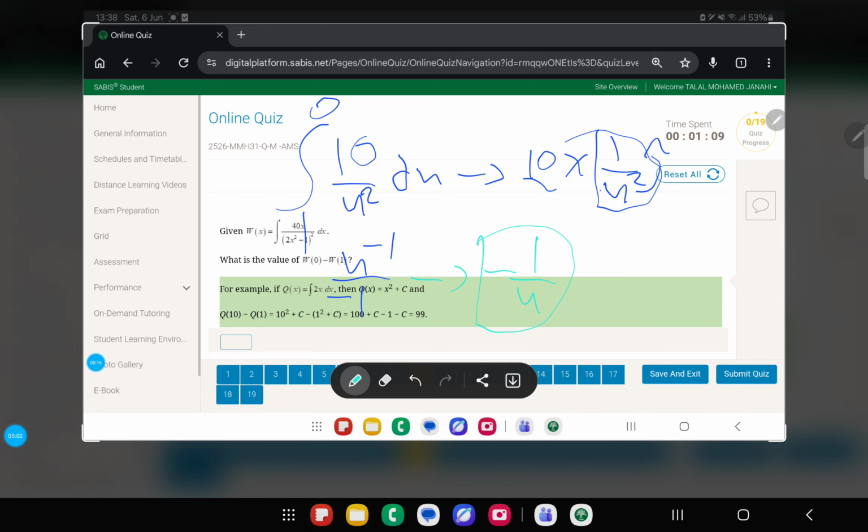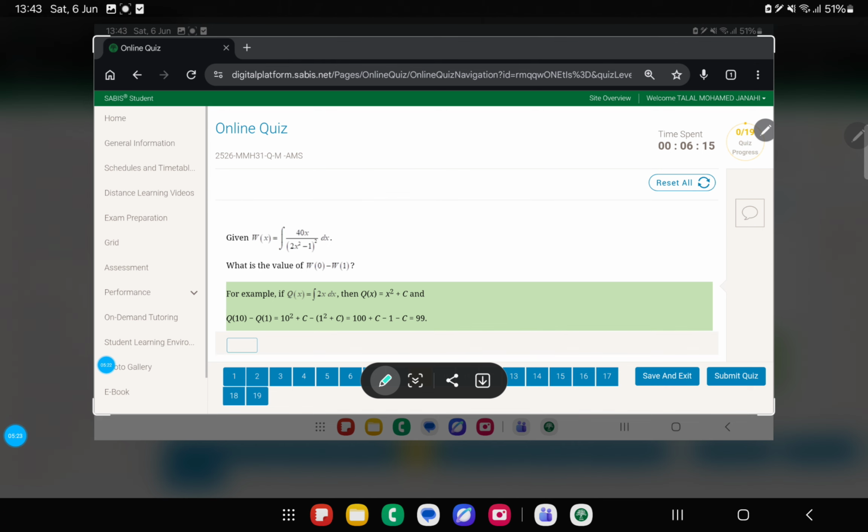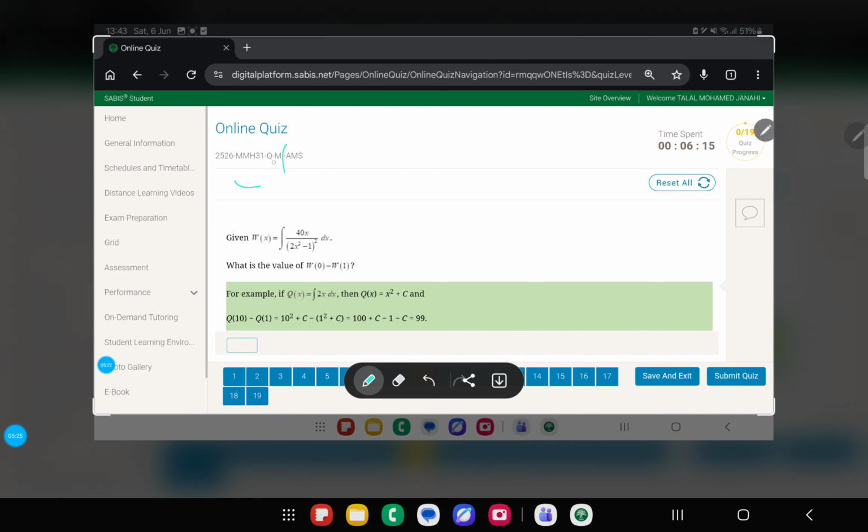Now that we have this, we can multiply the constant with it. So times 10. So you're left with negative 10 over u. Now you have the integrated form. Now you just have to substitute what they want, 0 minus 1. Okay, so like I said, we have negative 10 over u. Now substitute 0 and 1. Let's start with 0.